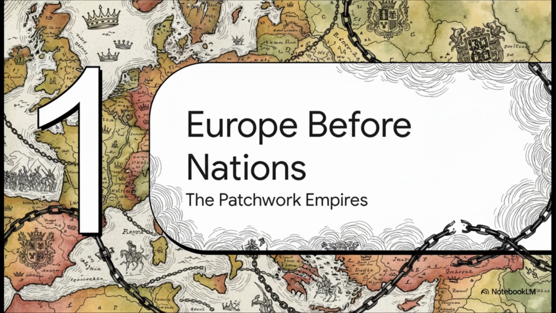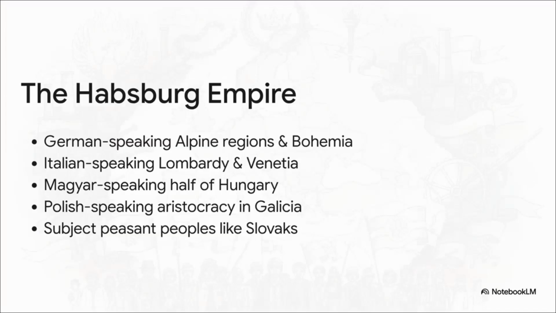Section 1. Europe before nation-states, the patchwork empires. If you looked at a map of mid-18th century Europe, you wouldn't find Germany, Italy, or Switzerland as we know them today. No way. Instead, you'd find this chaotic web of kingdoms, duchies, and autocratic monarchies. A perfect example of this is the Habsburg Empire, which ruled over Austria-Hungary. Think of it like a mismatched patchwork quilt that was just hastily sewn together.